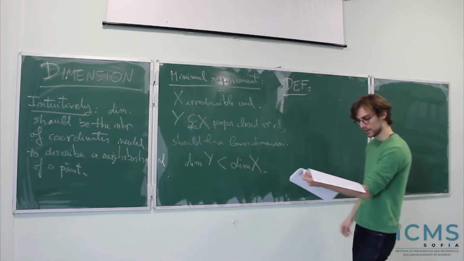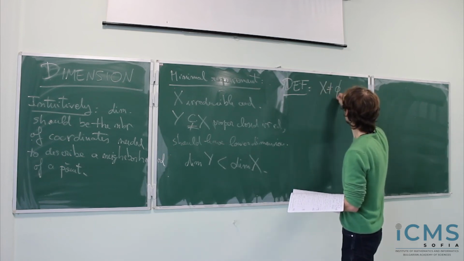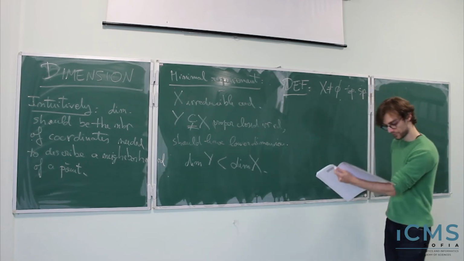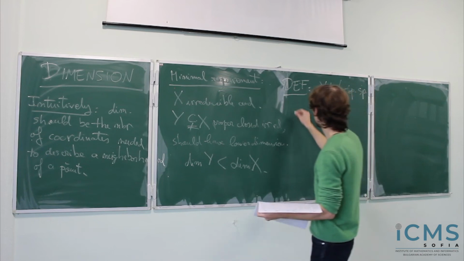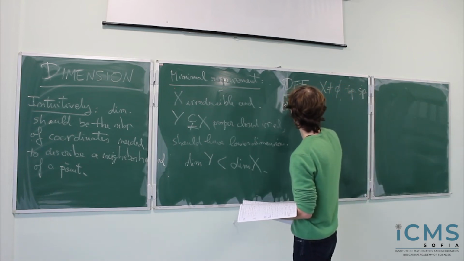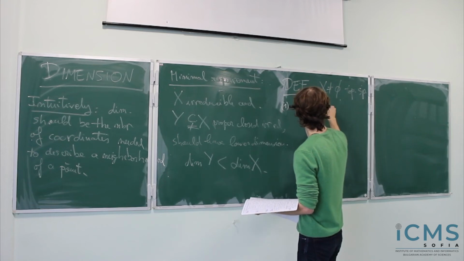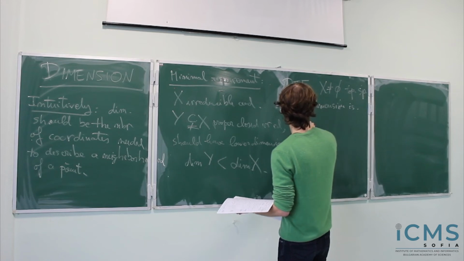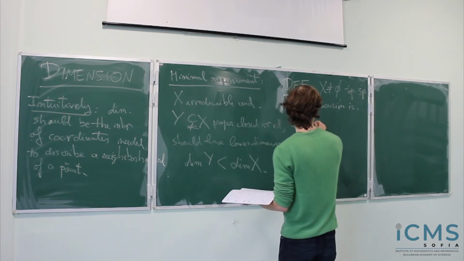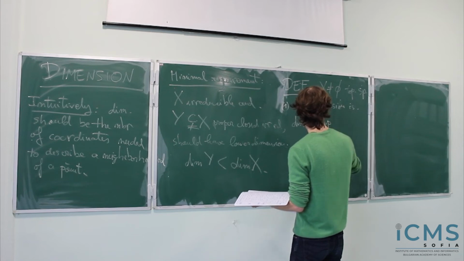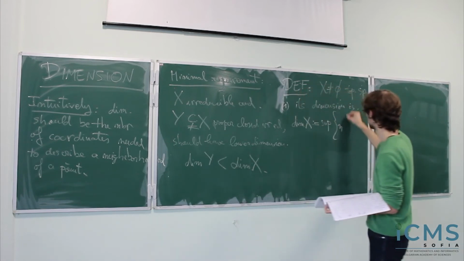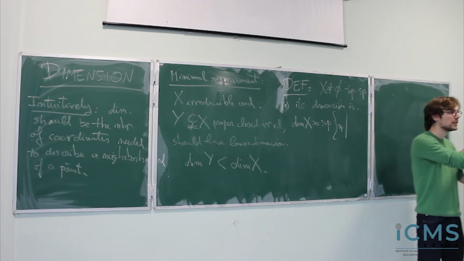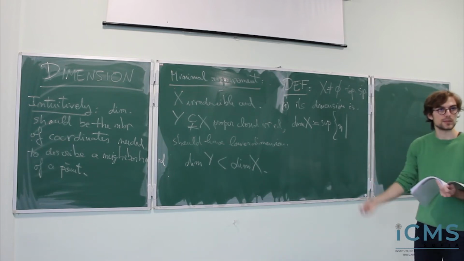So, I take X, a non-empty topological space, and I can define, well, first of all, its dimension, simply written dim of X. And then I consider the following things. I consider integers that actually measure the length of certain chains of subsets.